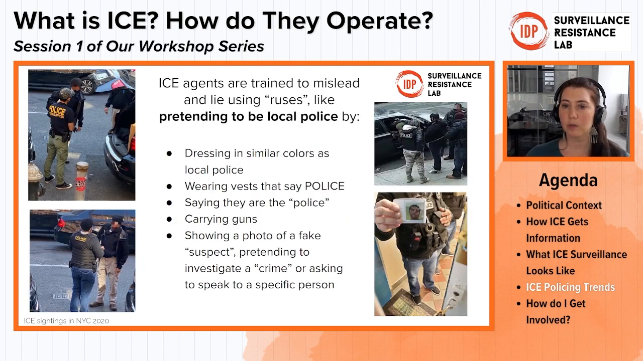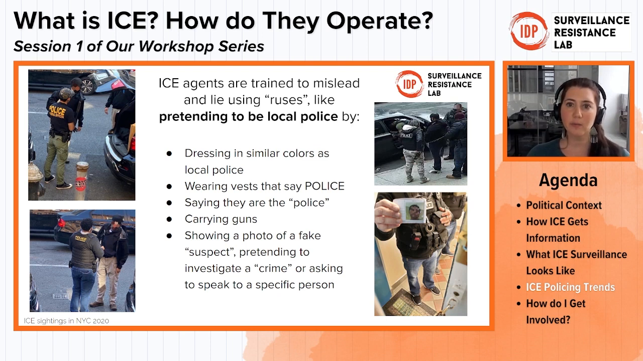One thing that we see a lot, and we're going to talk about this more in the second training, is that ICE agents are trained to mislead and lie to people using something called ruses, where they will pretend to be local police. They do this by dressing in similar colors as local police, wearing vests that say police, actually saying we're police. They'll carry guns. They might pretend to be police conducting some sort of investigation, saying that they have a photo of a suspect they want to show someone, say that they're investigating a crime, or asking to speak to someone about some sort of incident.